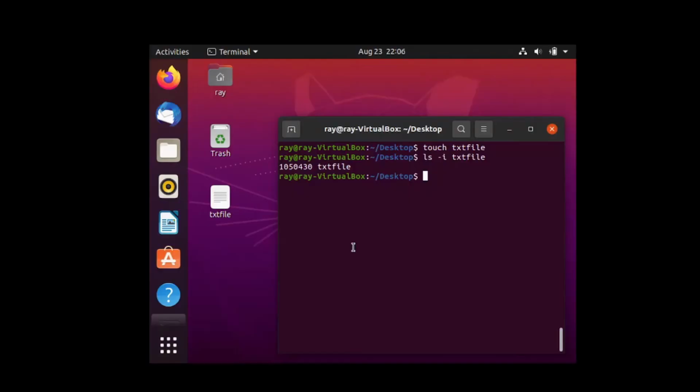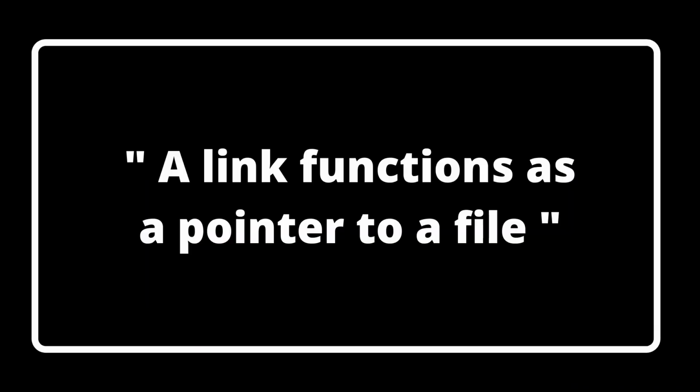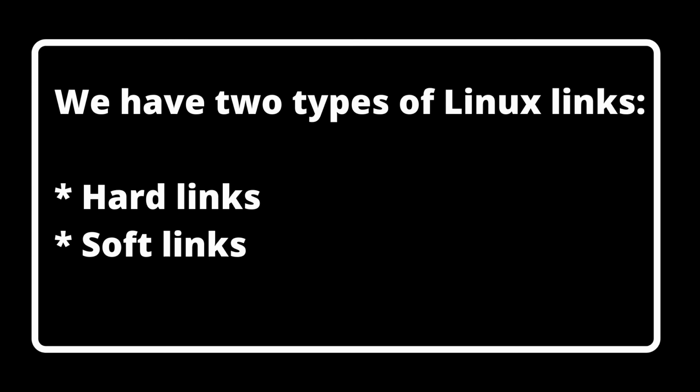Now let's get back to Linux links. Why did we have to learn about the inode number to learn about these links? I'll explain it in a moment. A link functions as a pointer to a file. We have two types of Linux links, hard links and soft links.